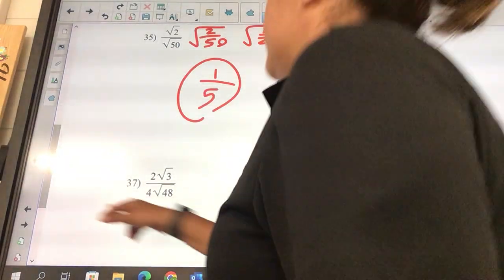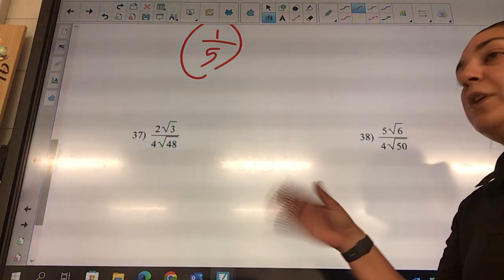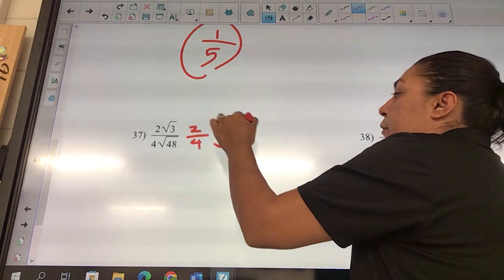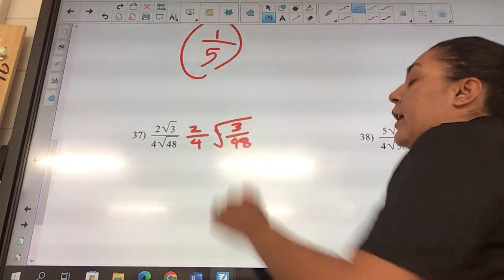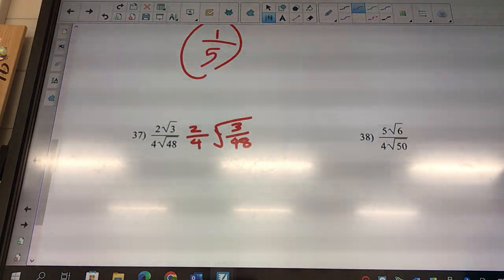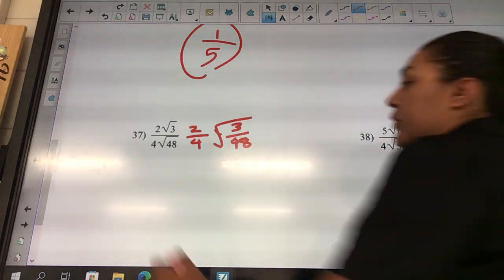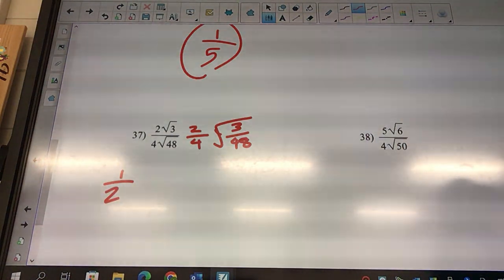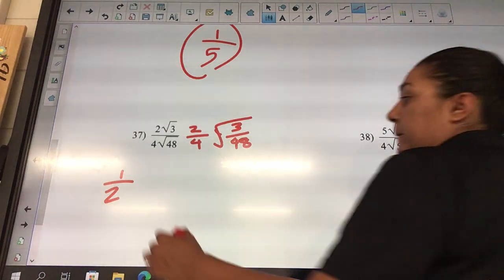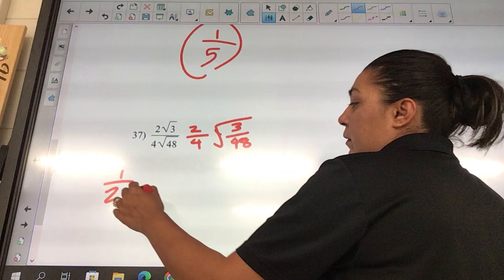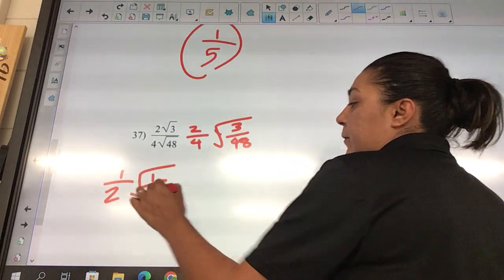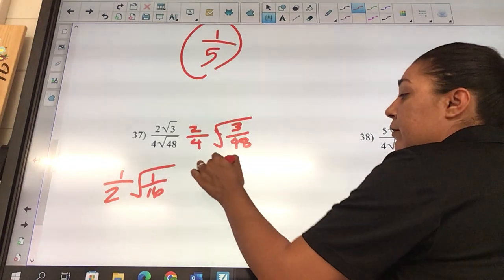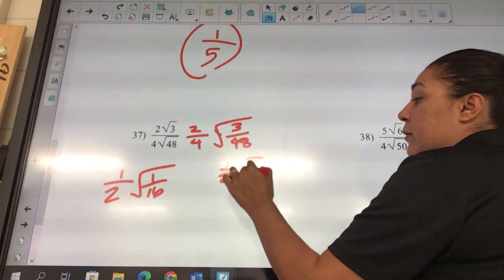Okay, look at 37. It starts to get a little bit tricky. Okay, so treat these entirely separate. 2 over 4, and then a square root of 3 over 48. Okay, what does 2 over 4 simplify to? 1 over 2. What does 3 over 48 simplify to? 1 over 16. Okay, so now I can take this and say 1 over 2, square root of 1, square root of 16.